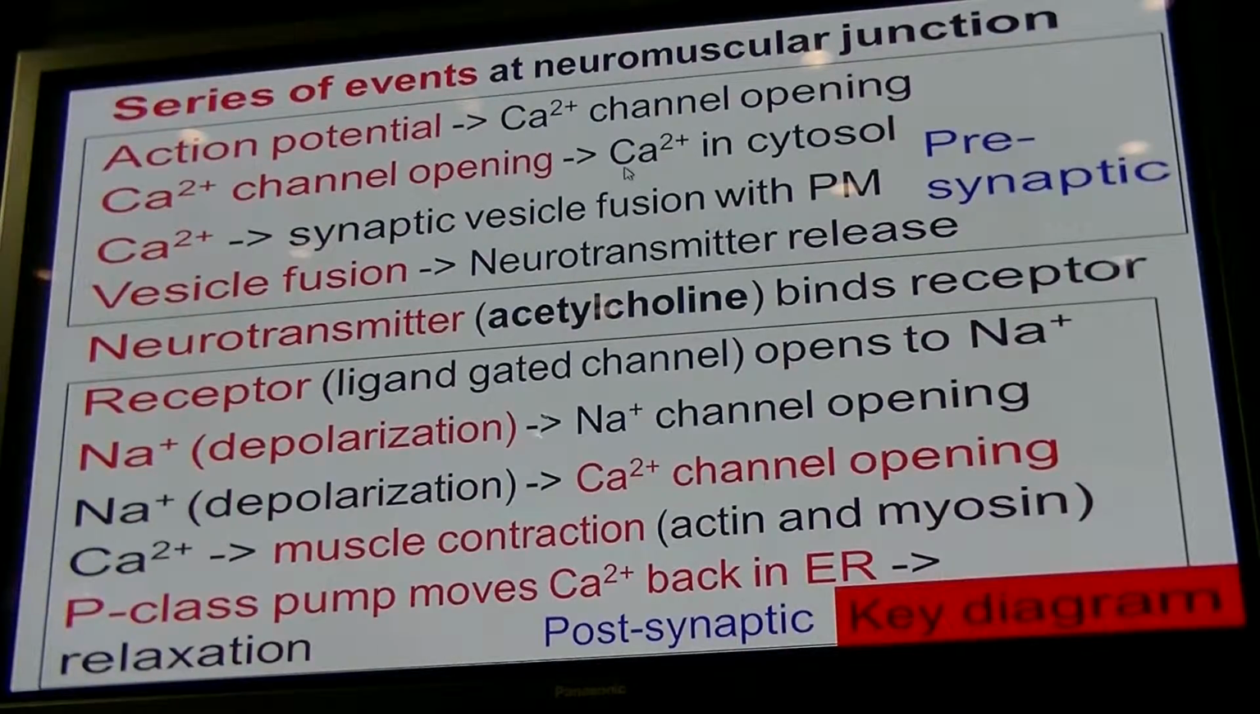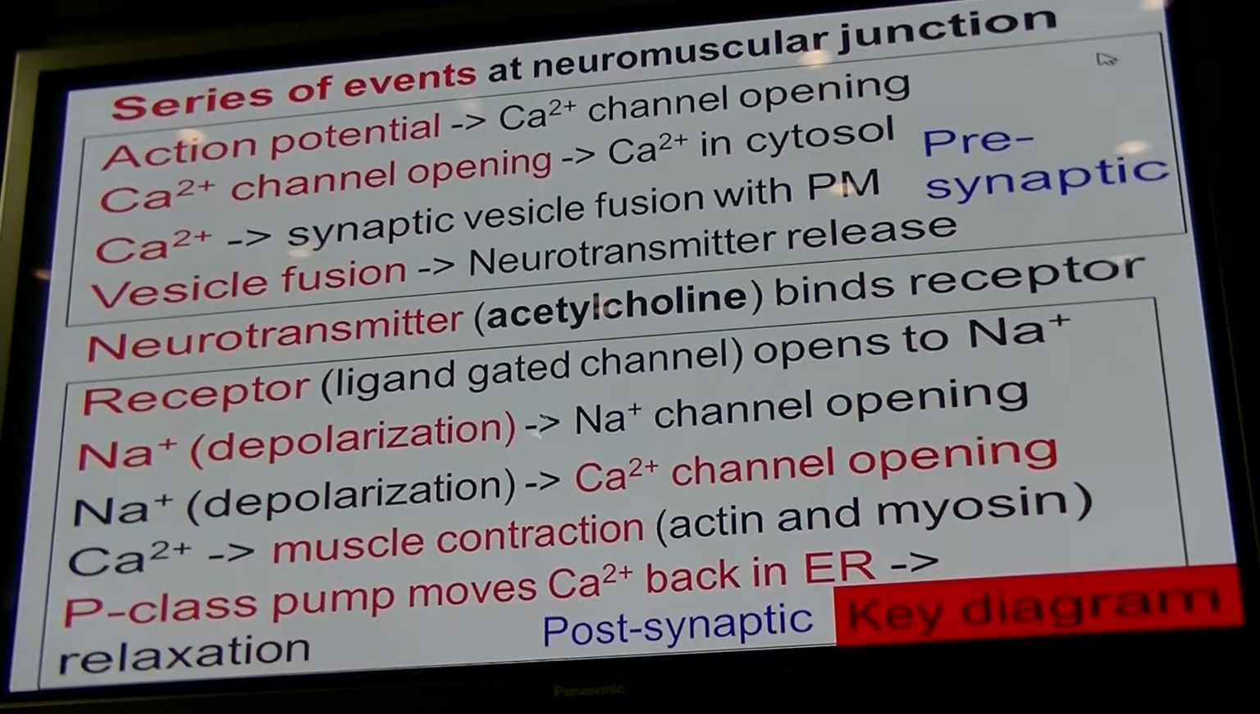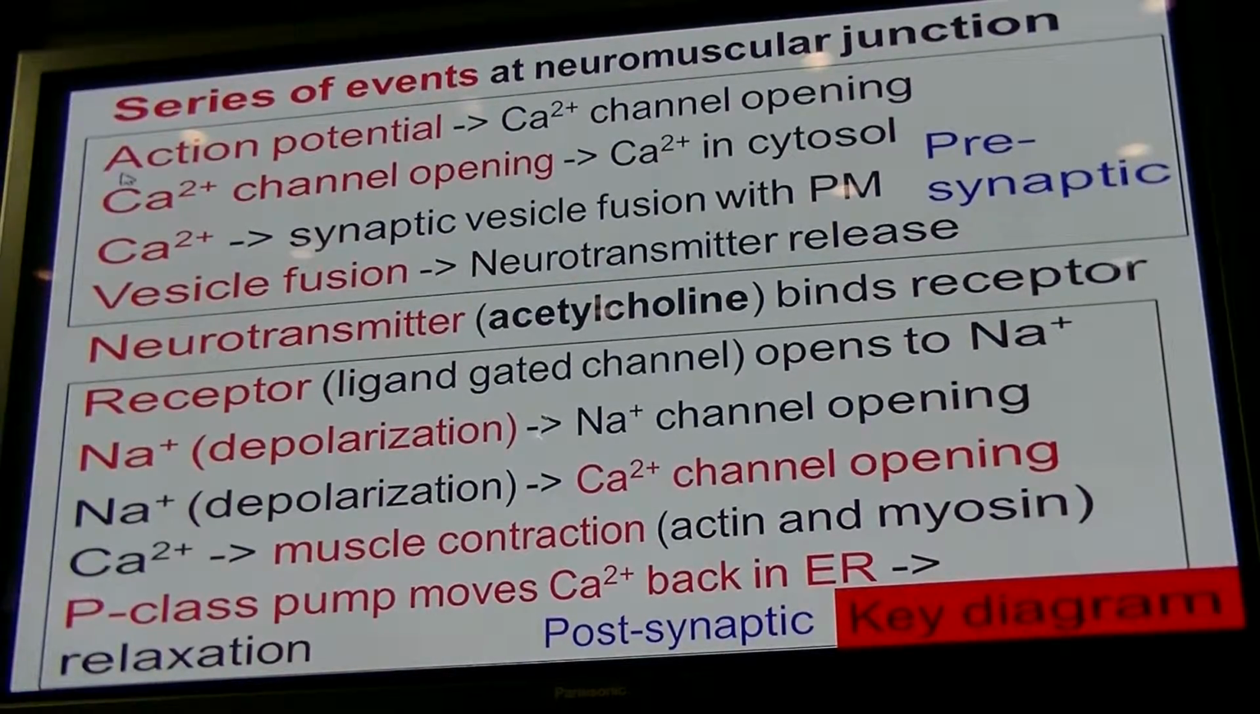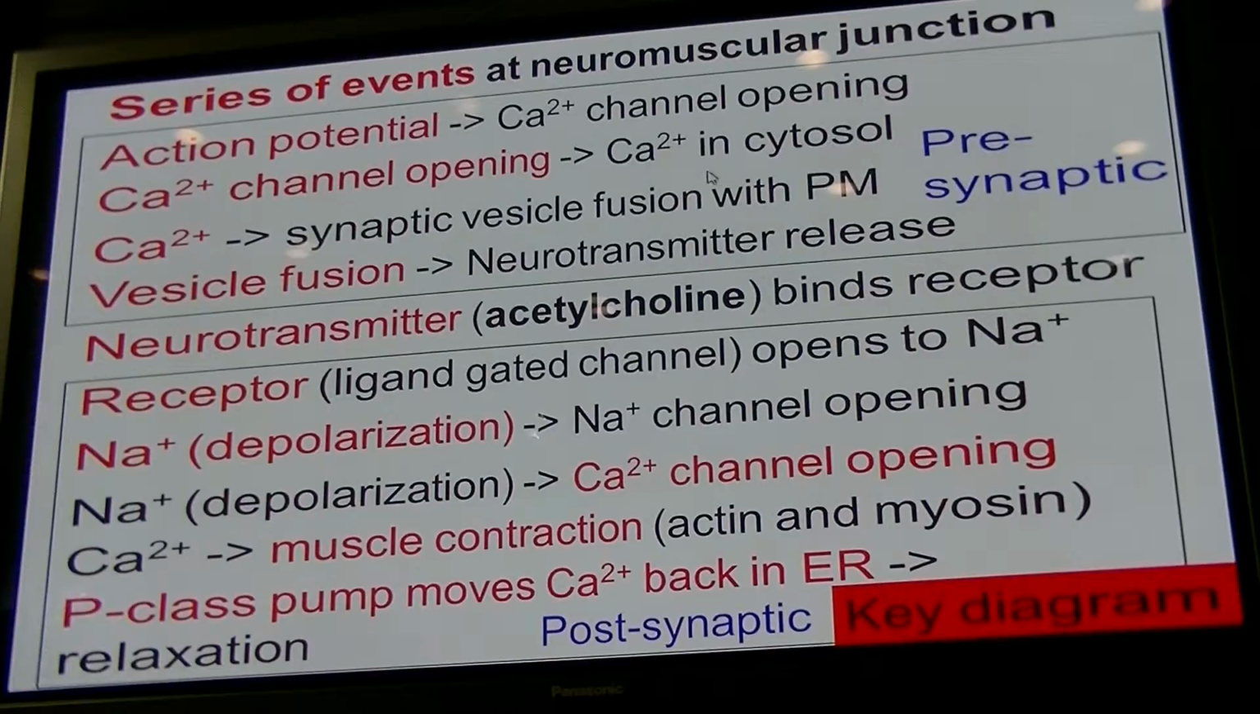So what is the series of events? We can think about what happens before the synapse and after the synapse. Before the synapse, that's in the neuron, we call that presynaptic. So we have an action potential. Calcium channels open as a consequence. Calcium flows into the cytosol.